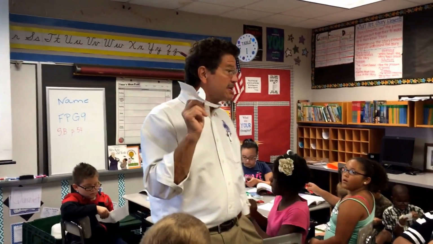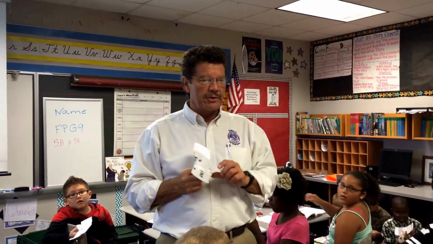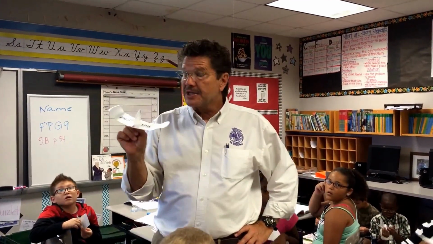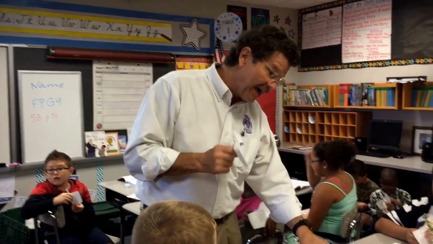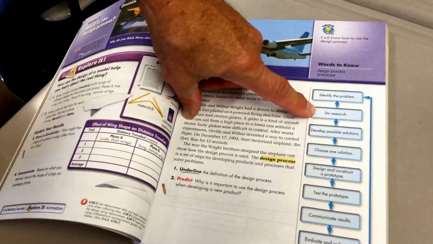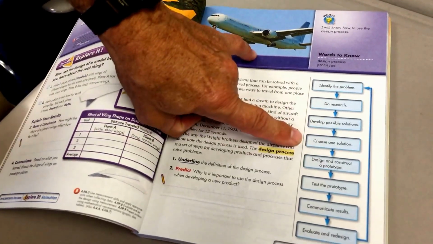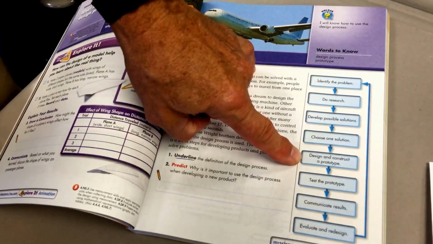Now, you guys are actually following in the footsteps of some famous engineers and scientists called the Wright brothers. You see, over 100 years ago, they used the design process to make the first plane that flew. If you look on page 55 right here, this is the design process. Identify the problem. How do you make a plane that you can control? Do research. Develop a possible solution. Choose one solution. Design and construct a prototype. You have in your hands a prototype.